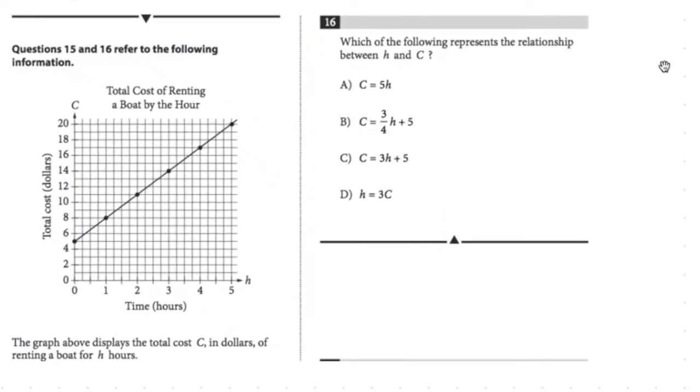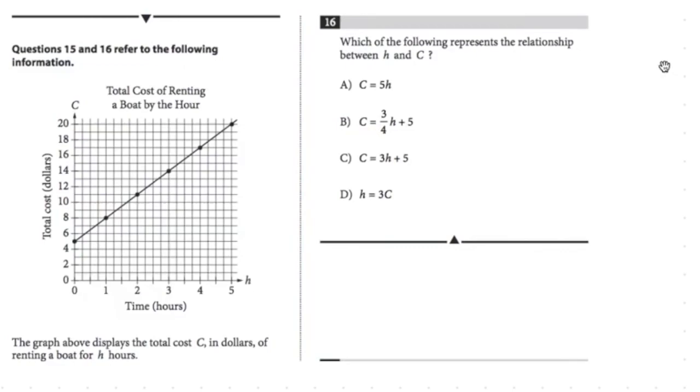Go ahead and read. That was Juliana, right? So Ariane, go ahead and read question number 16 for us, please. You want me to read the graph description? Yeah, go ahead. Absolutely. The graph above displays the total cost, C, in dollars, of renting a boat for H hours. Which of the following represents the relationship between H and C?